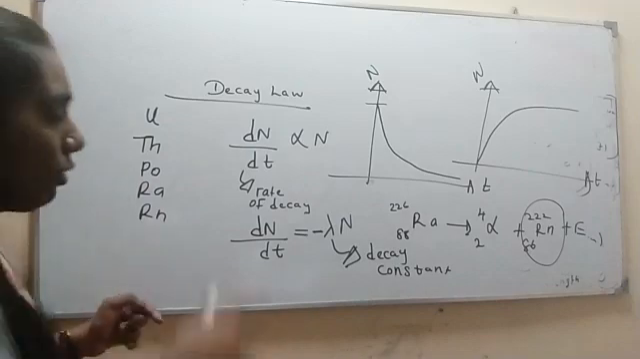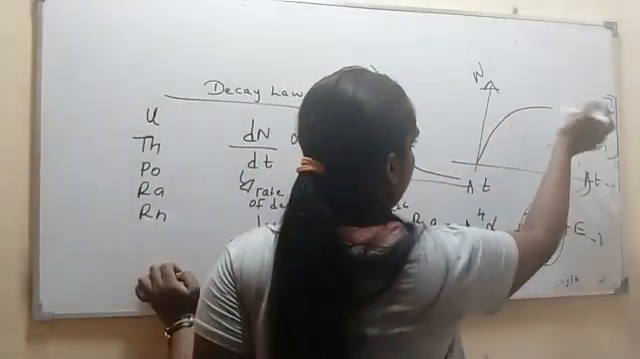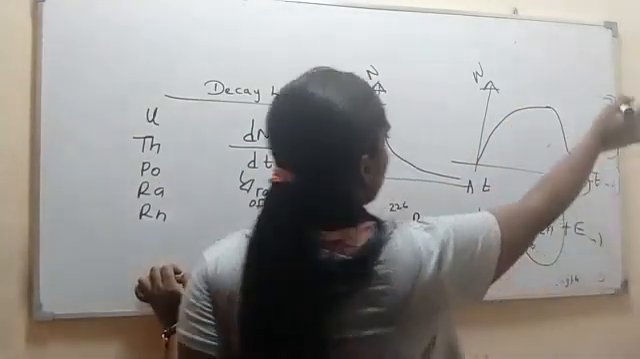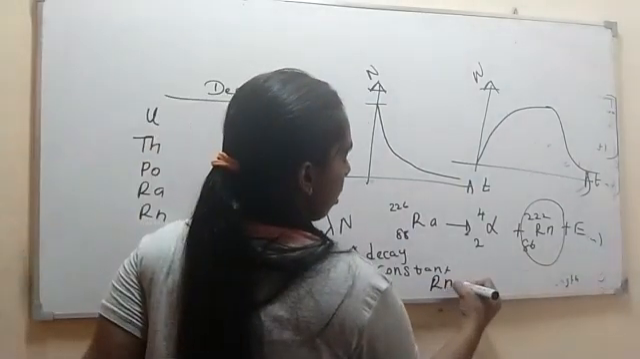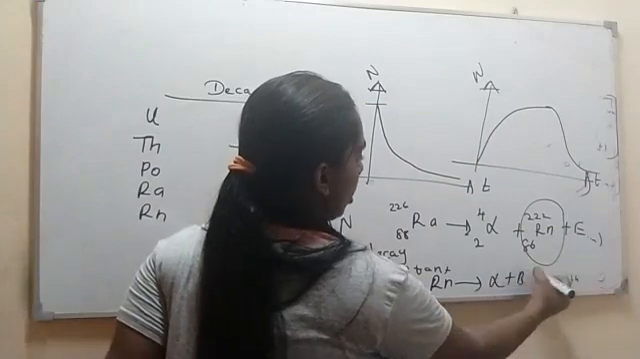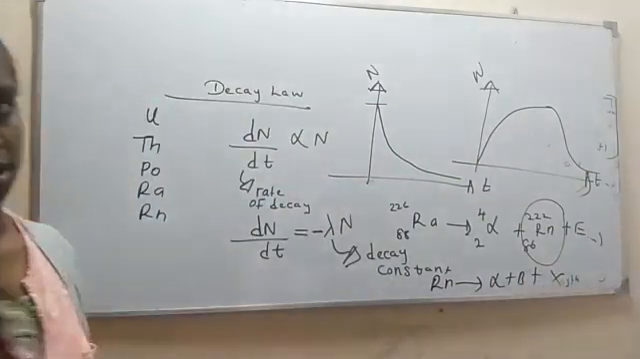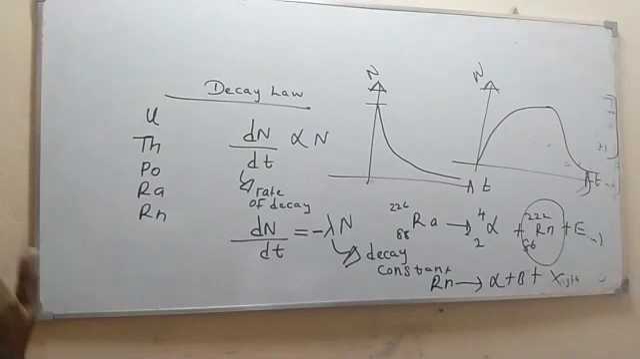If the formed daughter nucleus is also radioactive, what happens? Again, it will start to decay. Again, another reaction will happen. Radon will emit some alpha and beta or something, and it will be converted to another element. That is continuously chain and chain happening. Now also it is happening.